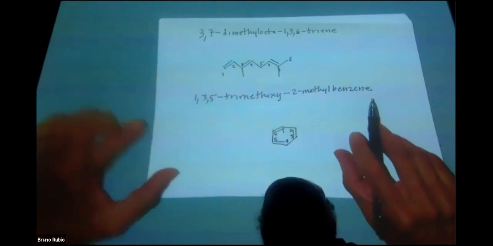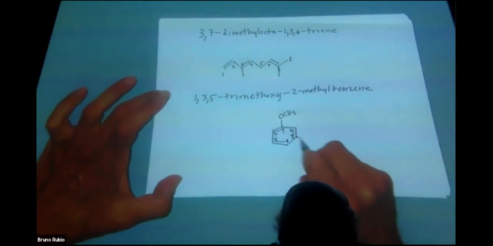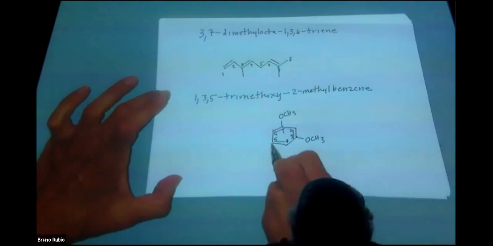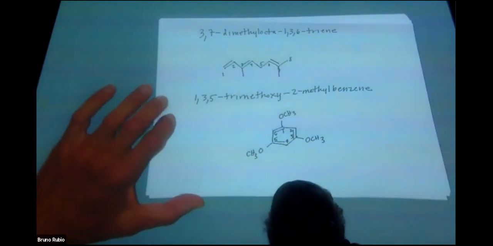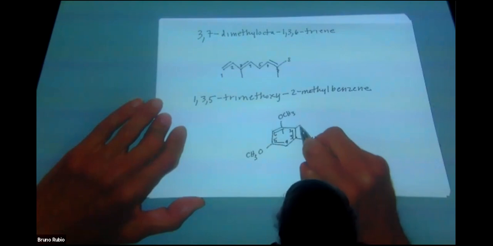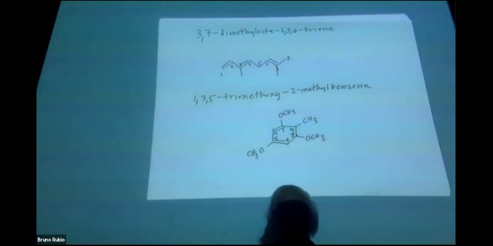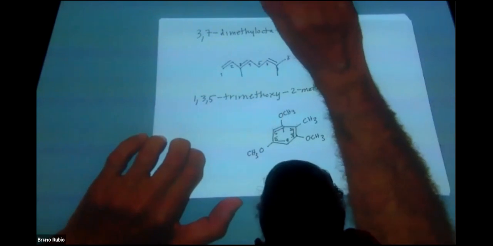Okay, 1,3,5-trimethoxy is telling you that you have a methoxy substituent at carbon 1, and then another methoxy substituent at carbon 3, and then another methoxy substituent at carbon 5. All right, and then 2-methyl is saying you have a methyl substituent at carbon 2. So that's 1,3,5-trimethoxy 2-methyl benzene. Yes, so far so good? Yep, easy and fun.